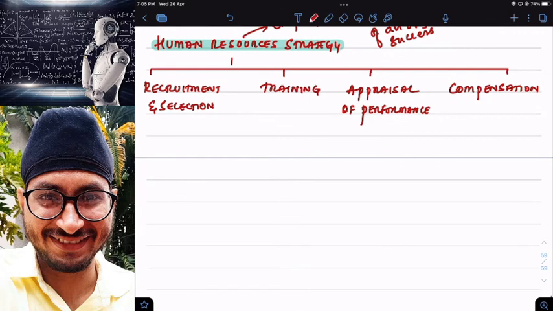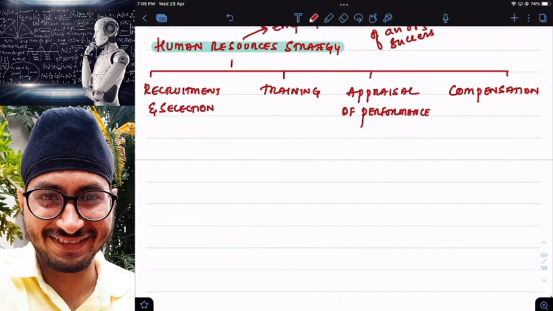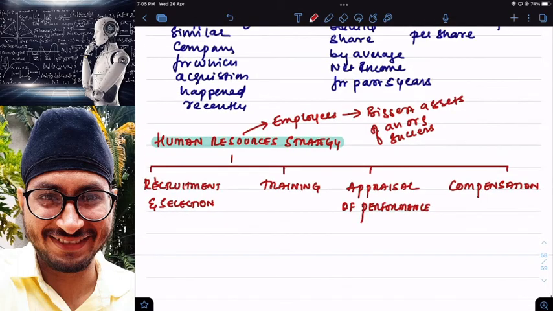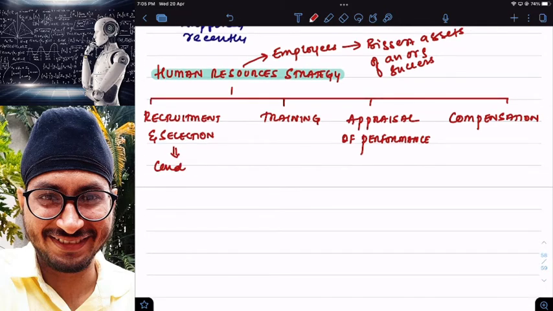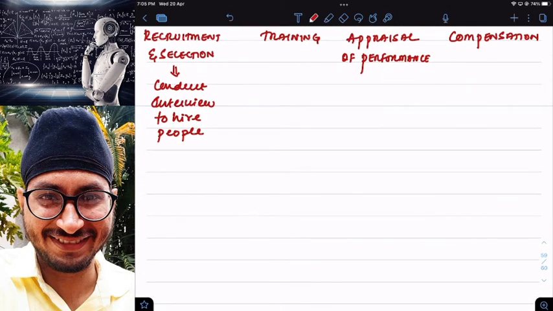So recruitment and selection means hiring people through interview. In simple words, I'm conducting interviews to hire people. That is called recruitment and selection.